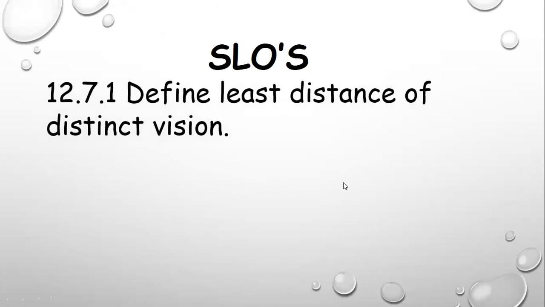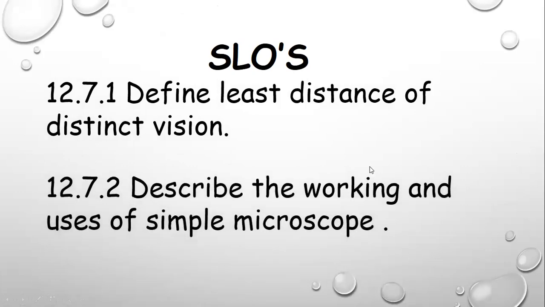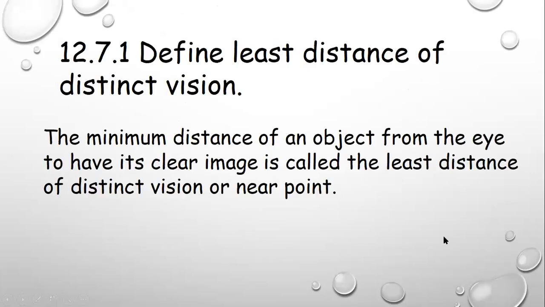What the SLOs are: define the least distance of distinct vision. Describe the working and uses of simple microscope. So the first SLO is to define least distance of distinct vision. By definition, the minimum distance of an object from the eye to have its clear image is called the least distance of distinct vision, or the near point.